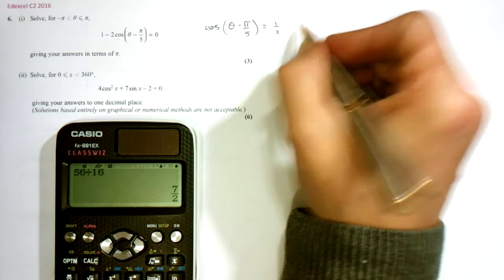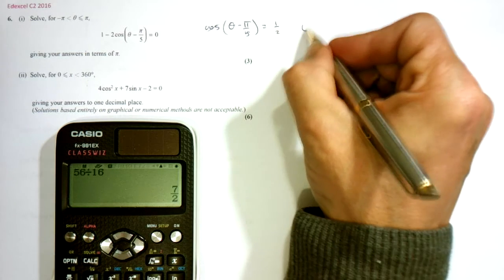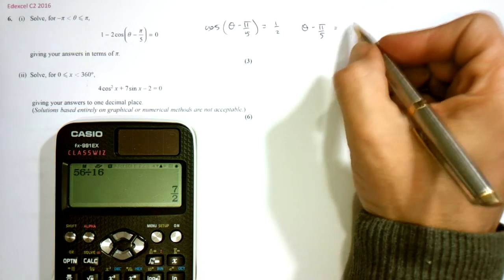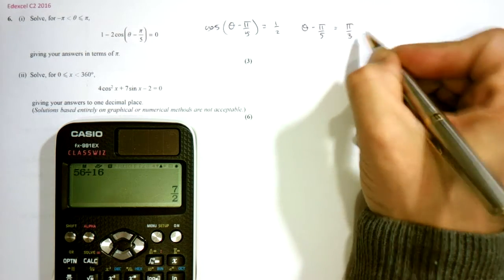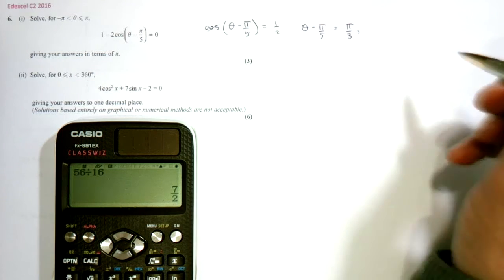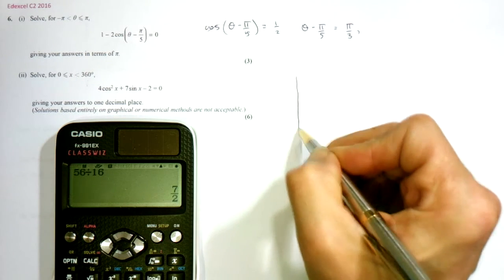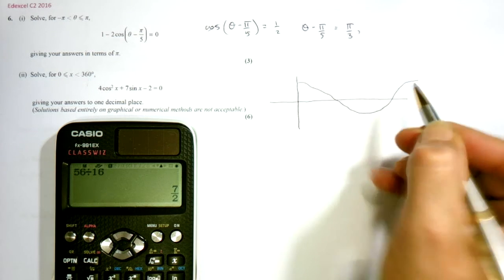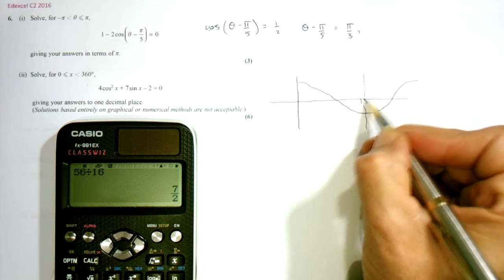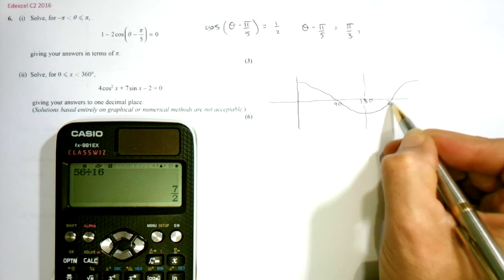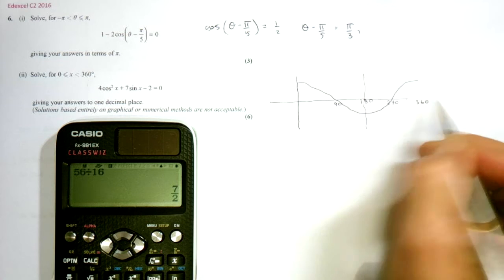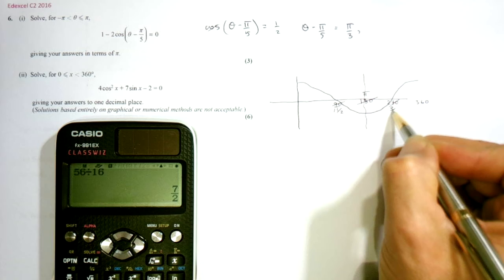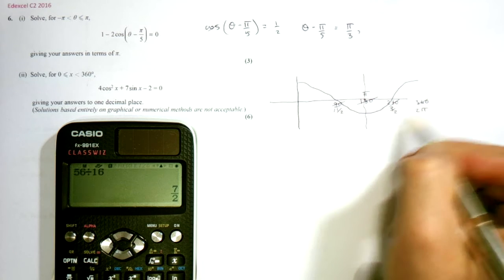So when we cos -1 a half, we get theta minus pi by 5 is equal to 60 degrees, which is pi by 3 radians. And then we do a quick sketch of the cos graph, which looks a lot like this one. And we know the line of symmetry is at 180, this is at 90, this is at 270, this is at 360, which in terms of pi's is pi by 2, 3 pi by 2, and 2 pi.